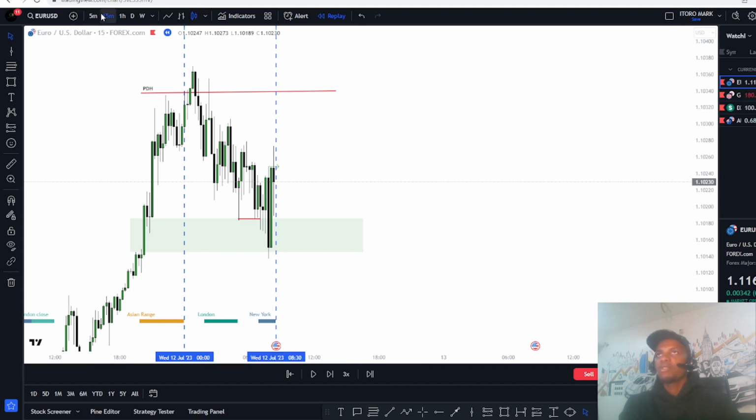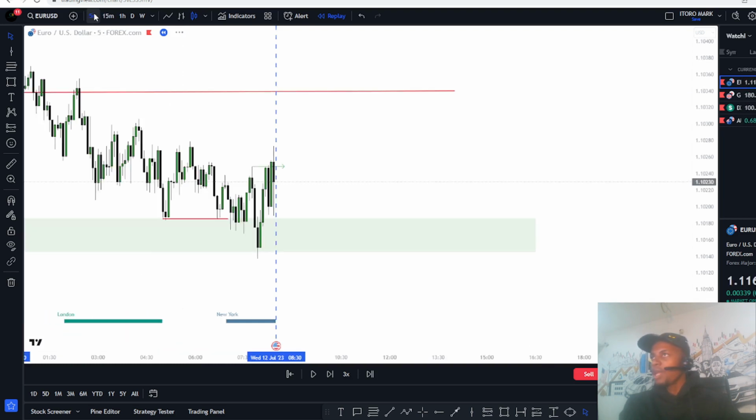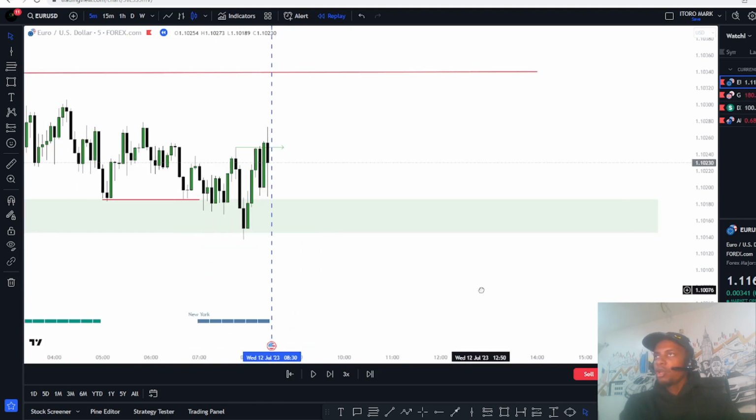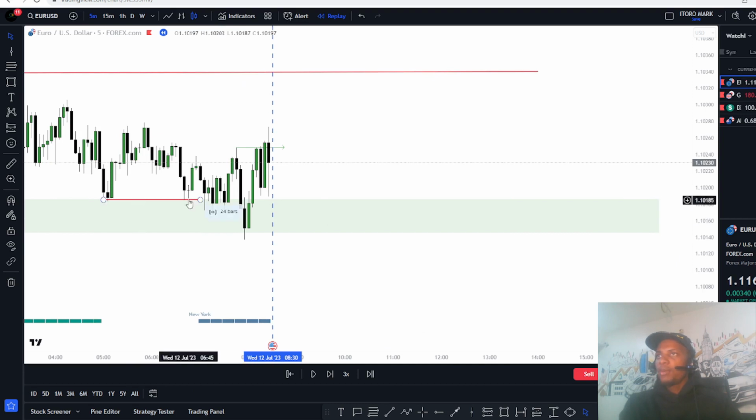So what I wanted to do was, in order not to miss this, I scaled lower to the 5-minute time frame, and on scaling lower to the 5-minute time frame, everything was clearer to me, right? So what you can see here was a grab of liquidity, a grab of previous session low. This was London's low. It grabbed, and then it broke market structure, which was here, and then it left behind a fair value gap that was already tapped into. You get me? It was already tapped into.